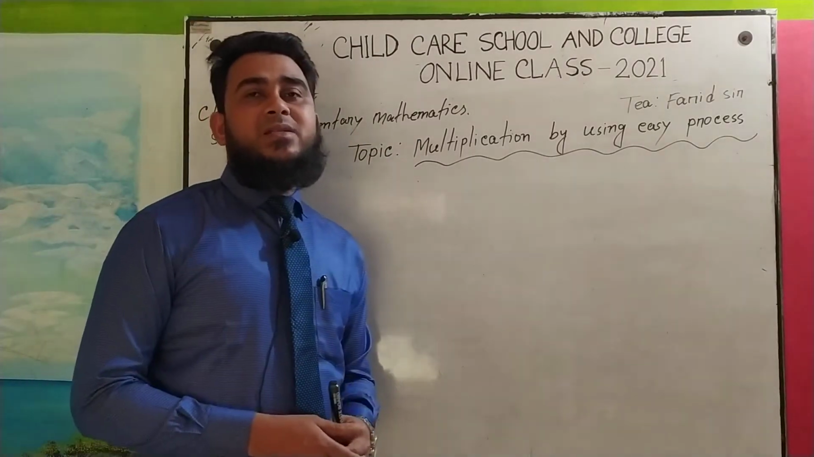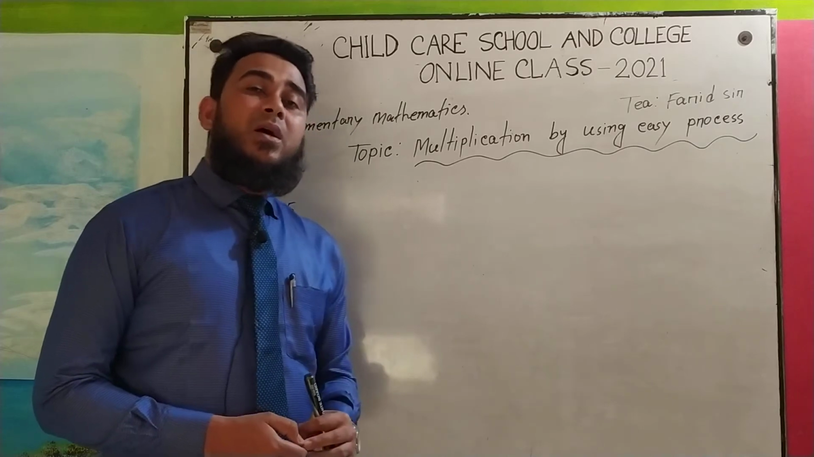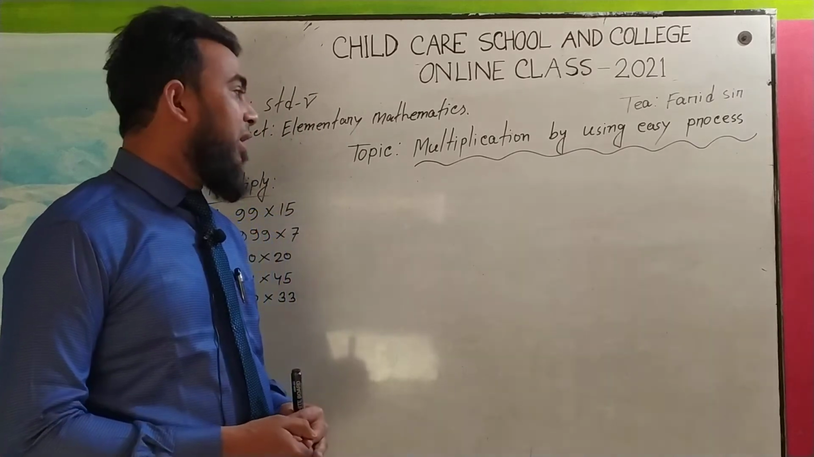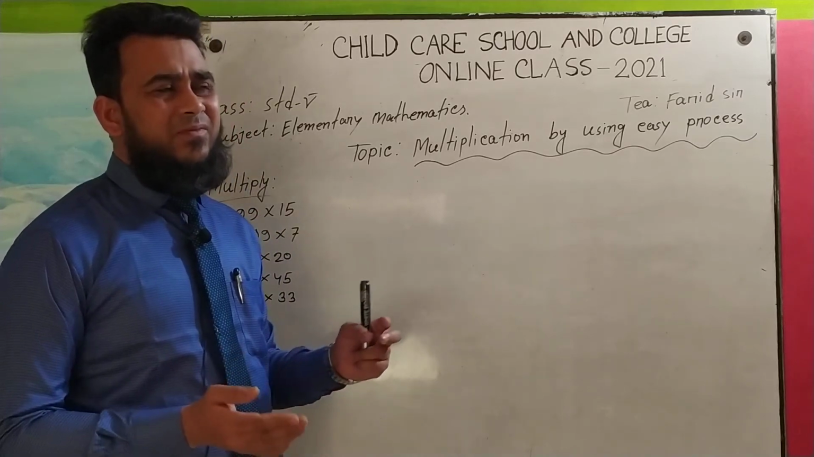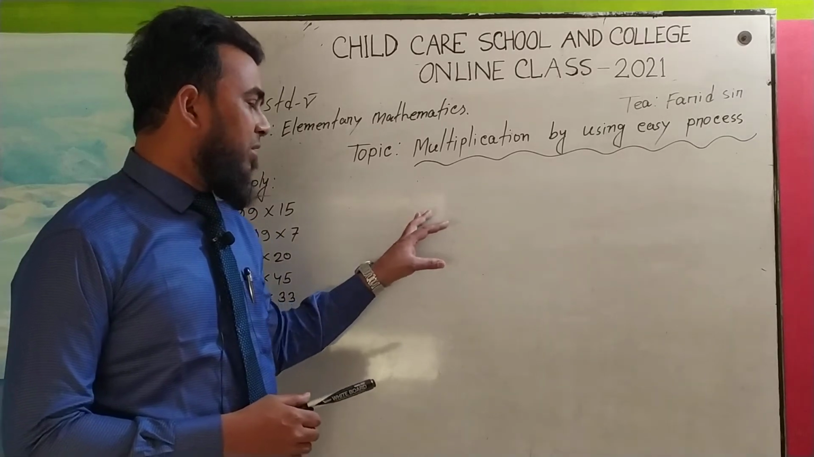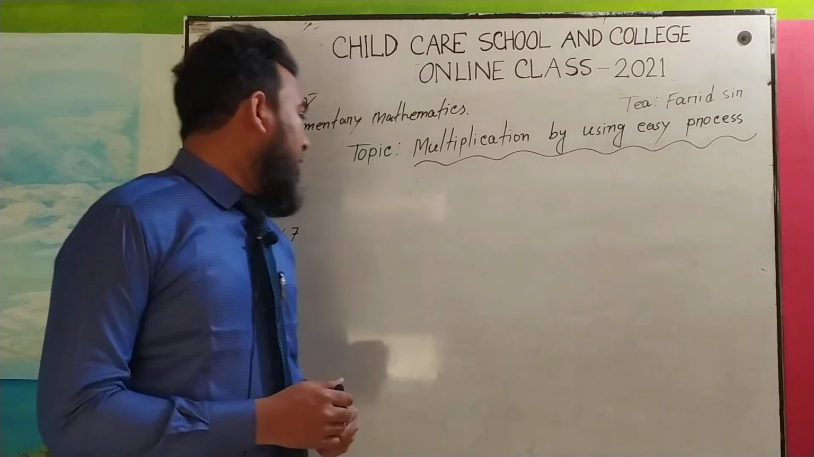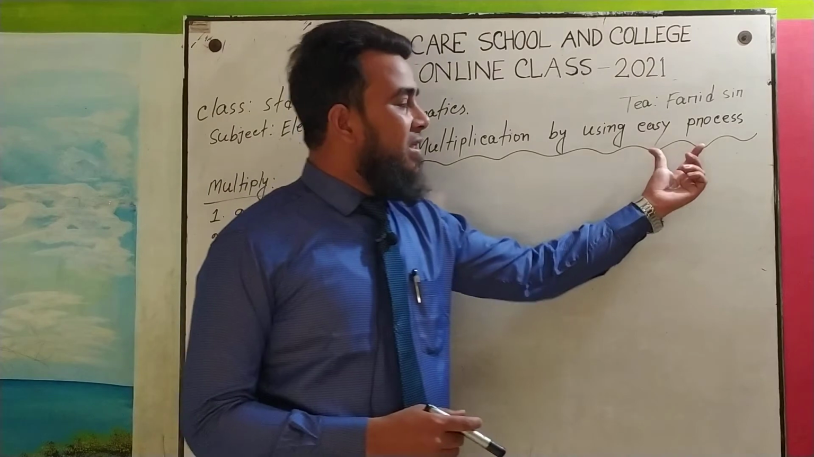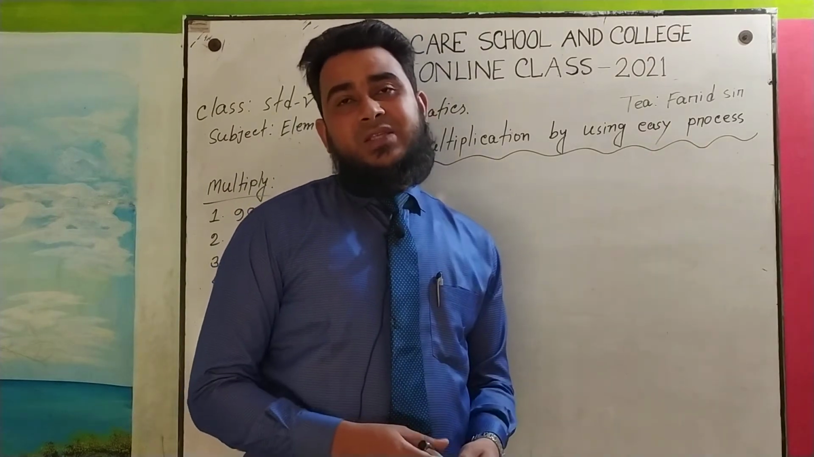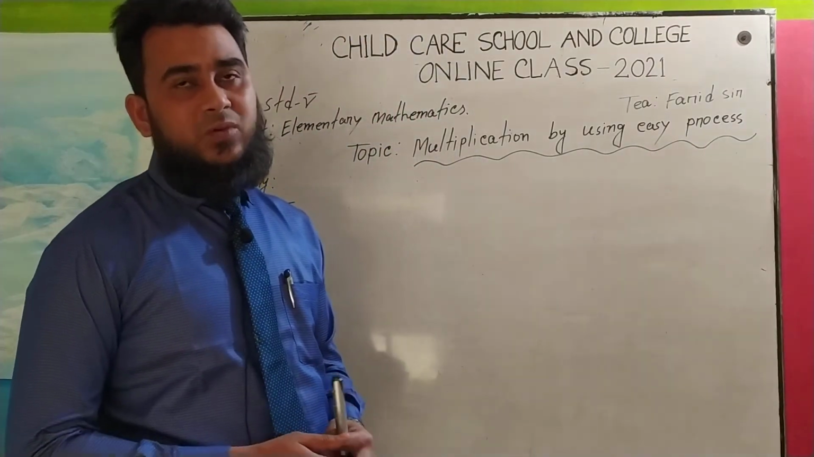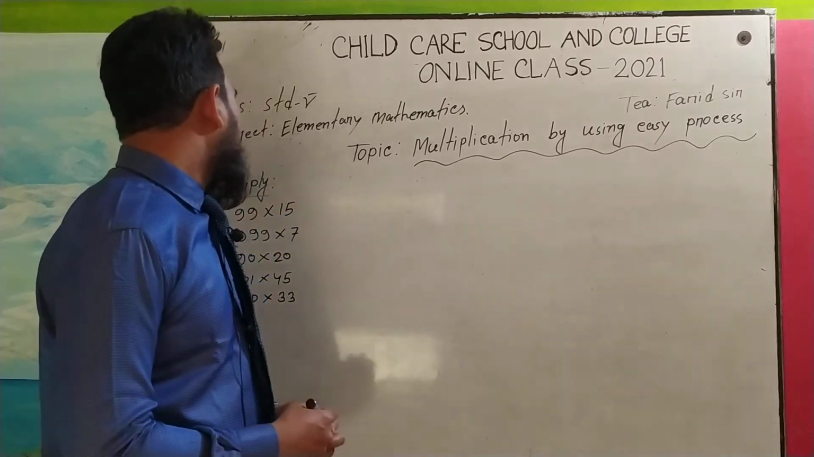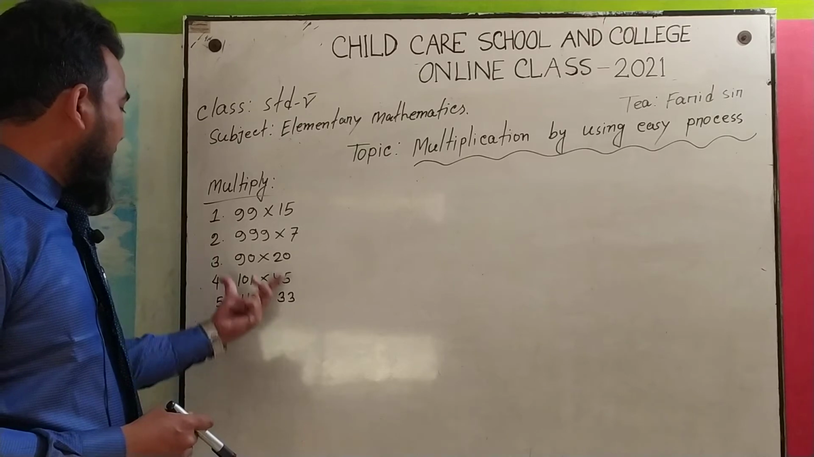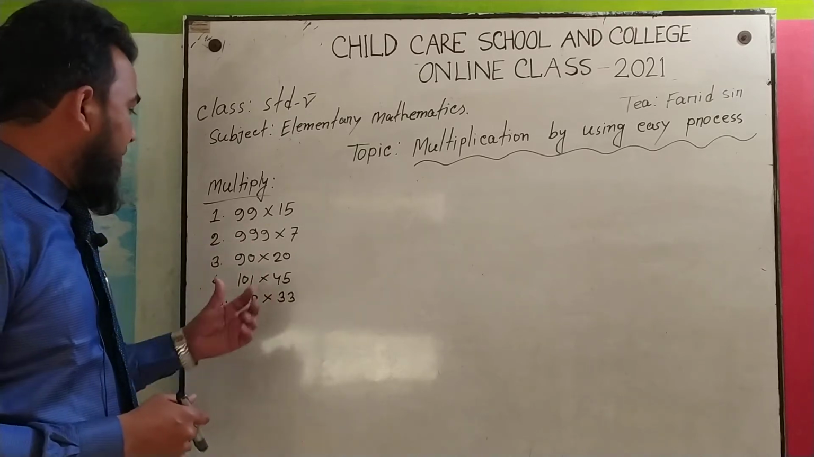In our previous class we discussed how to do multiplication by using the multiplication table. This is somewhat hard, but here is the easy process. If we follow some rules, we can easily do this. Now look here, I have written some questions for you, and I will try to do them today.